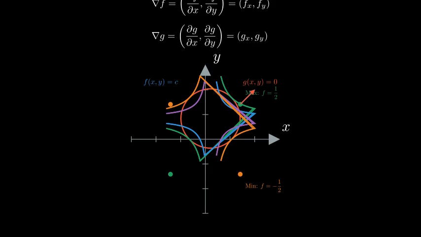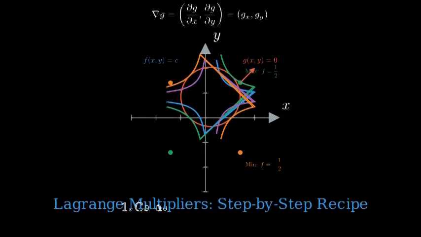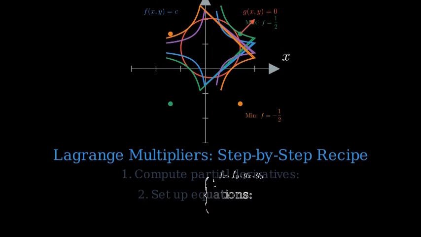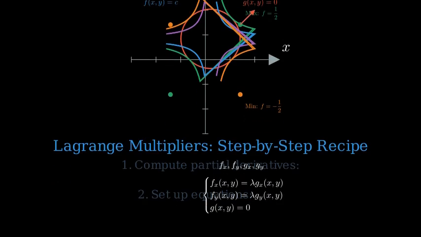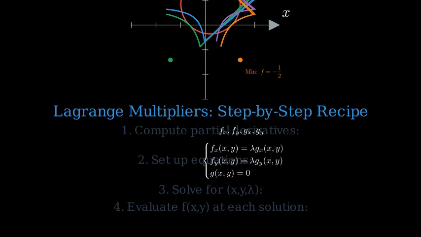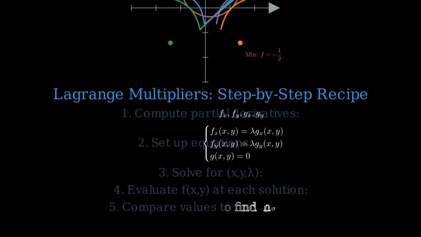Now, let's outline a step-by-step recipe for solving problems using Lagrange multipliers. First, compute the partial derivatives of both f and g with respect to x and y. Second, set up the Lagrange equations. f sub x equals lambda times g sub x. f sub y equals lambda times g sub y. And don't forget the constraint g equals 0. Third, solve these three equations for x, y, and lambda. Fourth, evaluate f at each solution point. Finally, compare the values to determine which are maxima or minima.